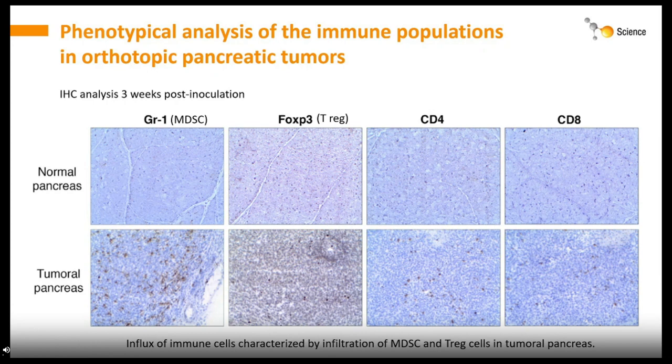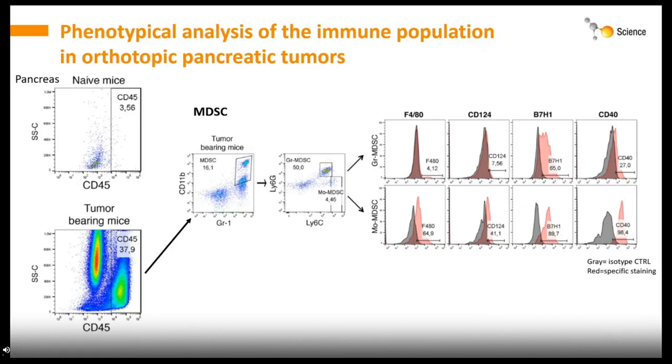We did immunochemistry 3 weeks post-inoculation and used an anti-GR1 to stain MDSC, anti-FOXP3 for the Tregs, and anti-CD4 and CD8 for effector T cells. We observed a strong influx of immune cells characterized by an infiltration of MDSC and Tregs in the tumoral pancreas. No immune cells were detected in a normal pancreas. We also analyzed the tumor by cytometry and showed in tumor-bearing mice a huge increase of CD45 plus cells.